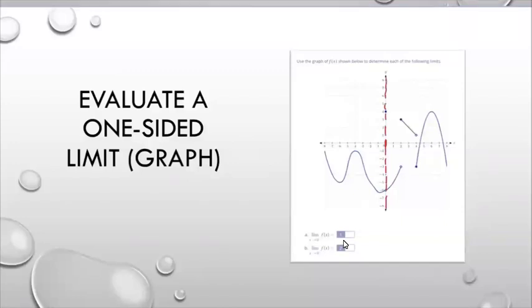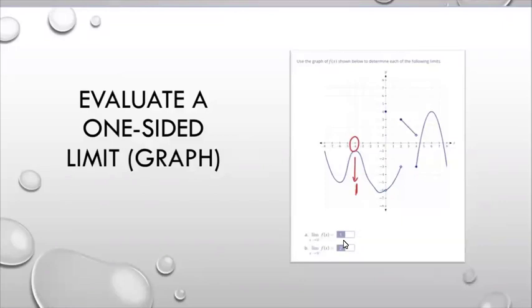So now, because we want to find the one-sided limit, we need to think about what is the value of the function as x approaches 0 from the left. So remember, approaching from the left means that you have to step to the left of 0. So I'm using -4, right?